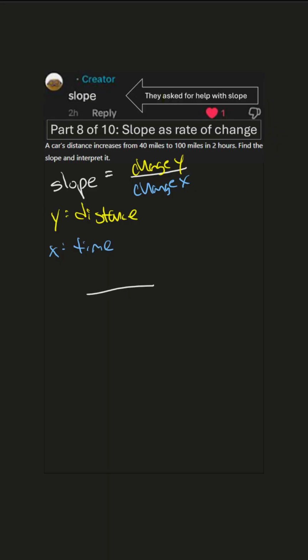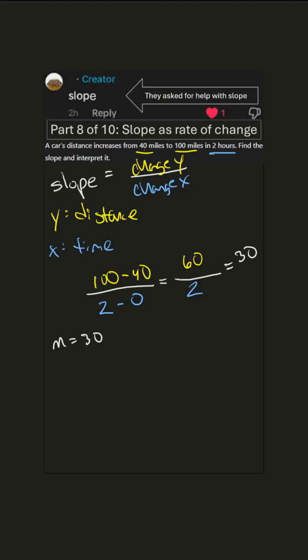So we're told that the car travels, it increases from 40 to 100 miles. So we just do 100 minus 40. And it says it does this in 2 hours, so 2 minus 0. Let's solve that. We just get 60 over 2, and that equals 30. So the slope, we usually call the slope m. So m equals 30. And let's interpret that. So we have time in hours, and over that we have distance in miles. So this is 30 miles per hour.